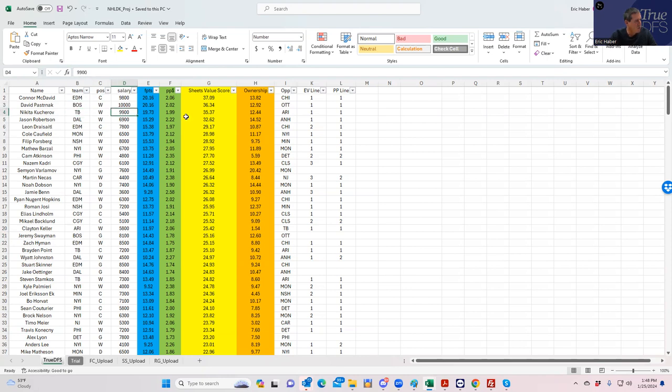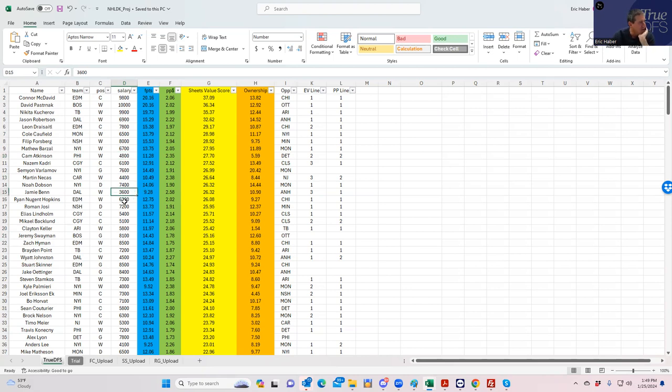Then I see Kucherov, again very, very expensive, and nobody else in Tampa. So it's looking like a very, very nasty slate. I have a couple of Islanders here that are all on the same line. That makes some sense. And this next thing I'll notice is that Martin Necas is probably the top, well, between him and Atkinson, these are the top two cheapos, along with Jamie Benn.